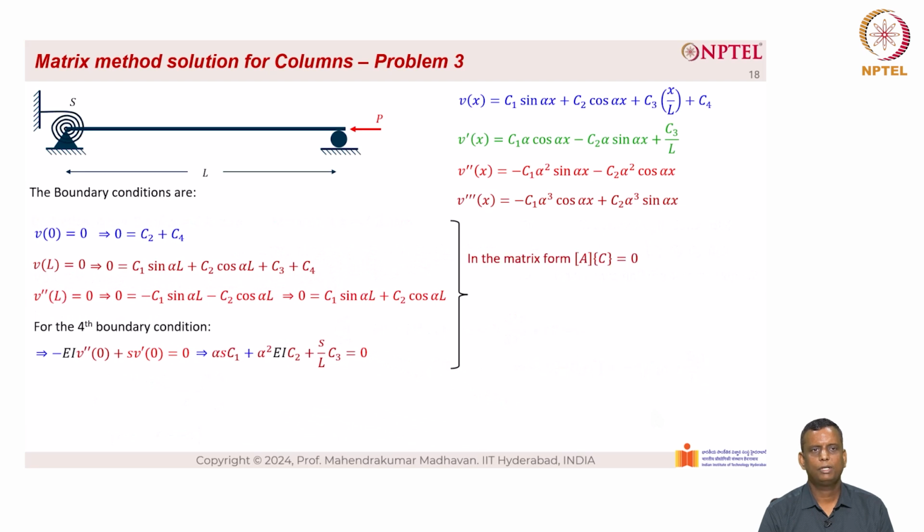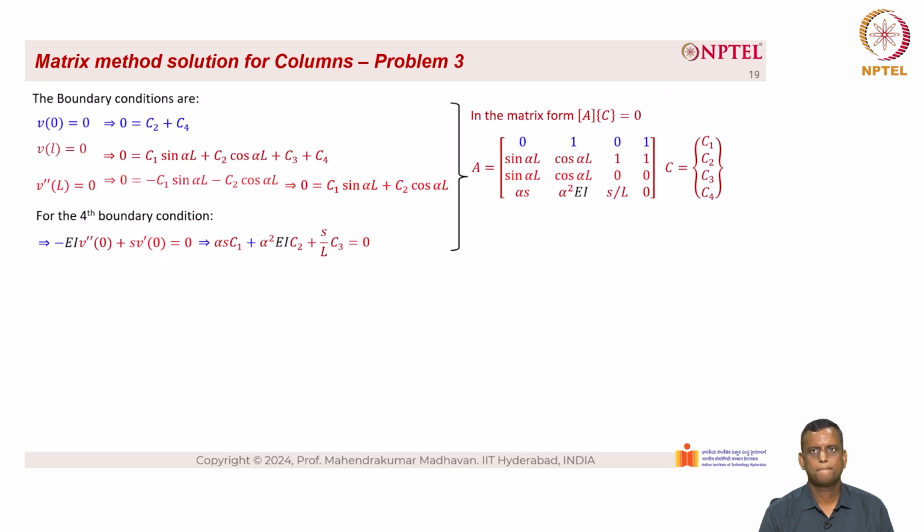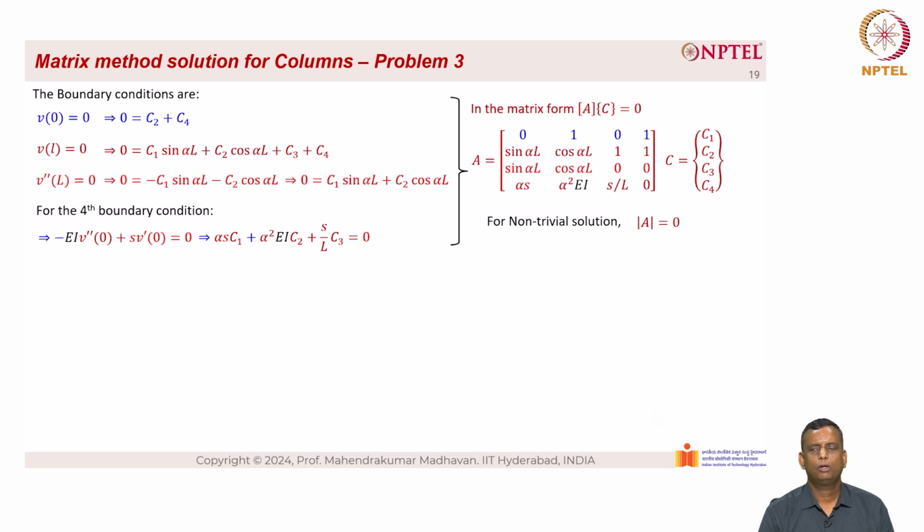So we have 4 boundary conditions and we can express this in the matrix form A into C is equal to 0, where A is given as 0, 1, 0, 1, sin alpha L, cos alpha L, 1, 1, sin alpha L, cos alpha L, 0, 0, alpha S, alpha square EI, S by L, 0. C is given as C1, C2, C3 and C4. So for non-trivial solutions, the determinant of A should be equal to 0.